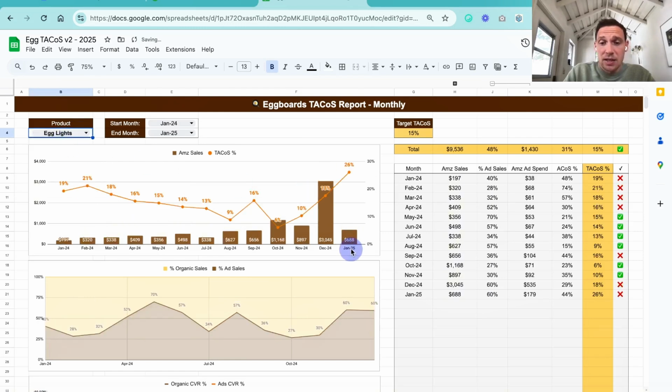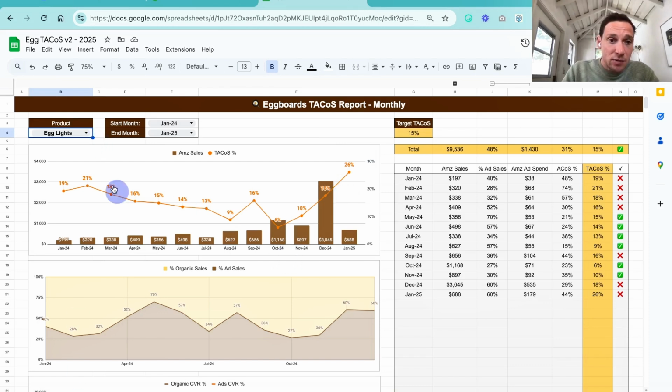While the lights, I'm spending on advertising. They account for only about 30% overall of my business or even less. But their cost of advertising is much higher, and this is cutting my profits. I'm probably losing money on these ones, and we're going to see more information about this later.